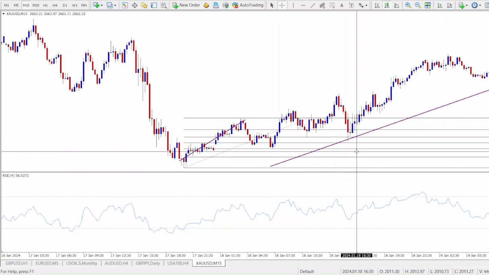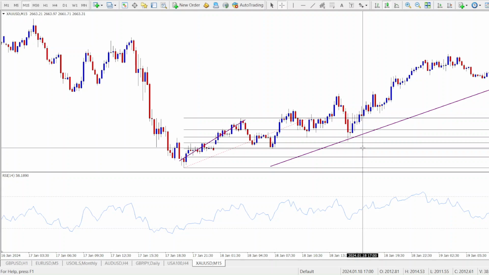Then secondly, you have to keep your position sizes small, all right? Scalping is about small frequent wins. So avoid risking too much on any one trade, okay? A good rule of thumb is to risk no more than 1 to 2% of your trading account per trade. This will help you stay in the game longer, even if some trades don't go your way.